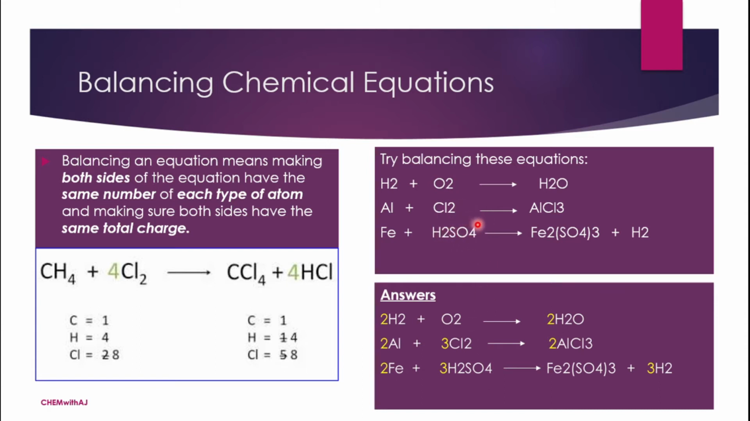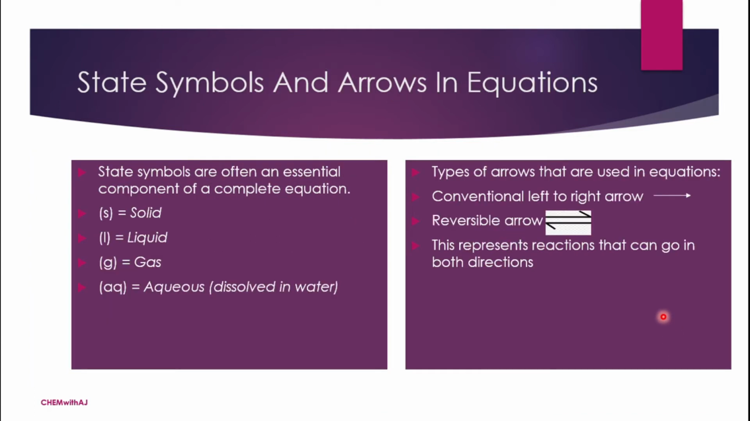Here we have 1 SO4 group. Here we have 3 SO4 groups. So what do we do? We write a 3 over here. Then after that, our SO4 are balanced, but now our hydrogens are unbalanced once again. Here on this side we have 6 hydrogen atoms. On this side we have 2. So we need to make this side have 6. So we write a 3 here. So 3H2.